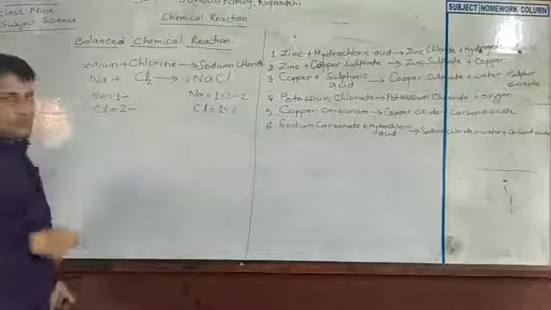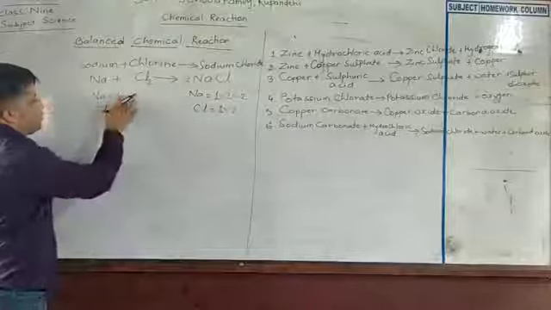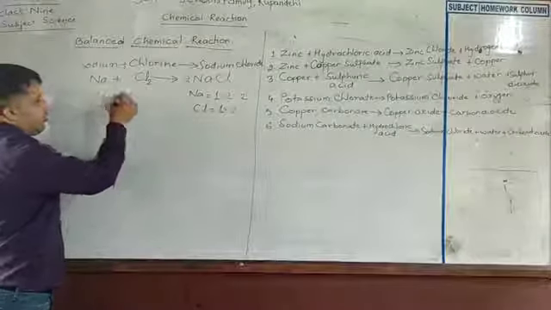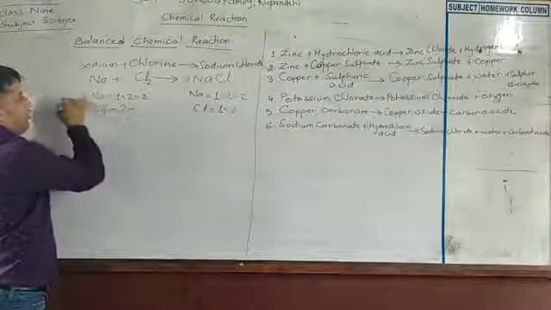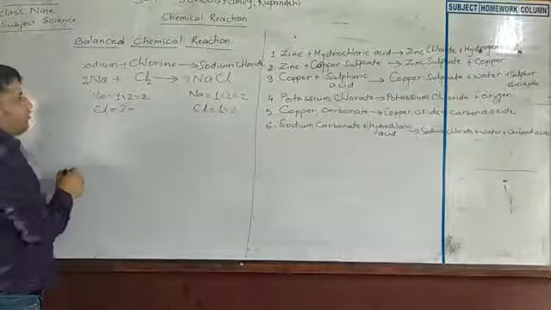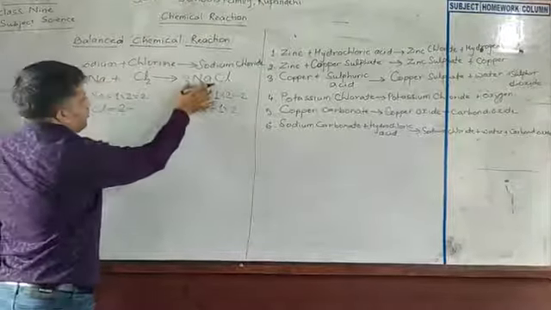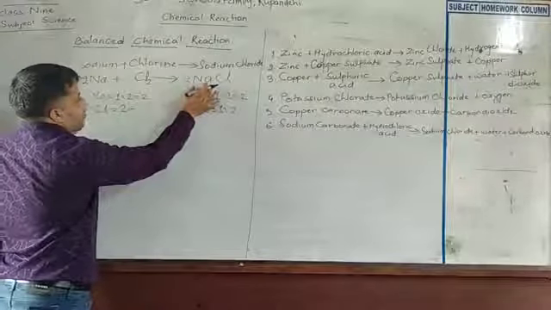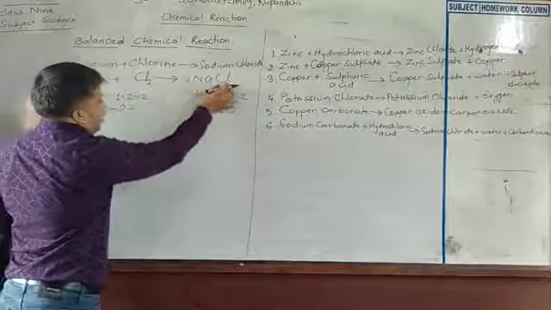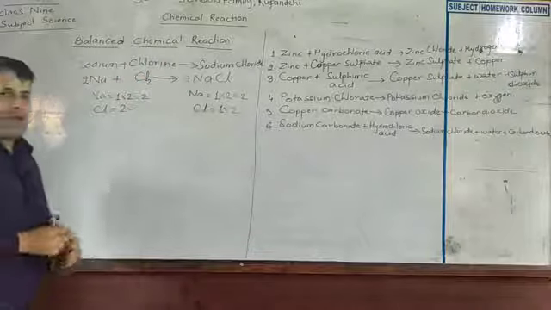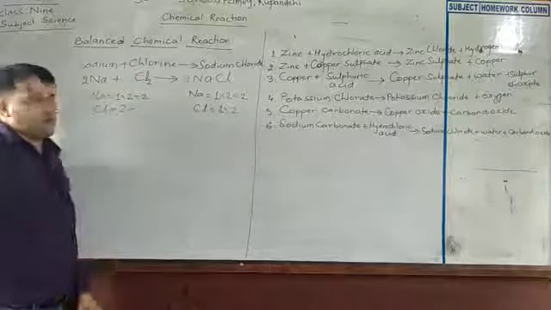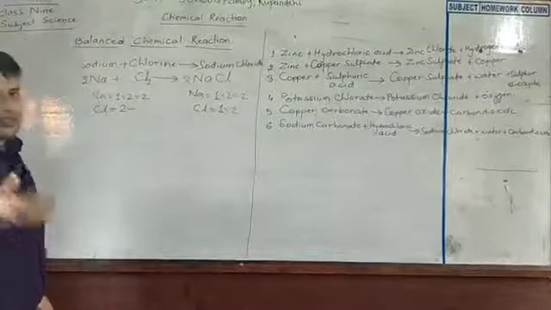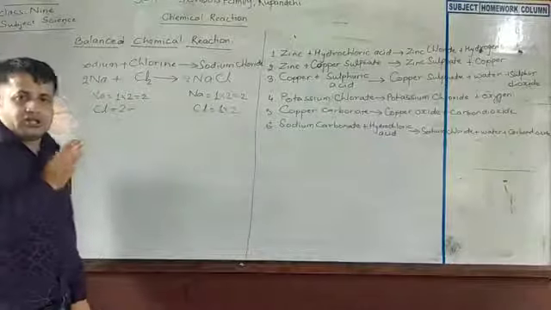So now we have to balance sodium. To balance sodium, what do we have to do? We have to multiply it with 2. So if we keep 2 here, now if you count, sodium 2, sodium 2, chlorine 2, chlorine 2. This 2 coefficient is for both Na and chlorine. In this way, we have balanced sodium chloride. Sodium and chlorine reacted to form sodium chloride. So that is a balanced chemical equation.